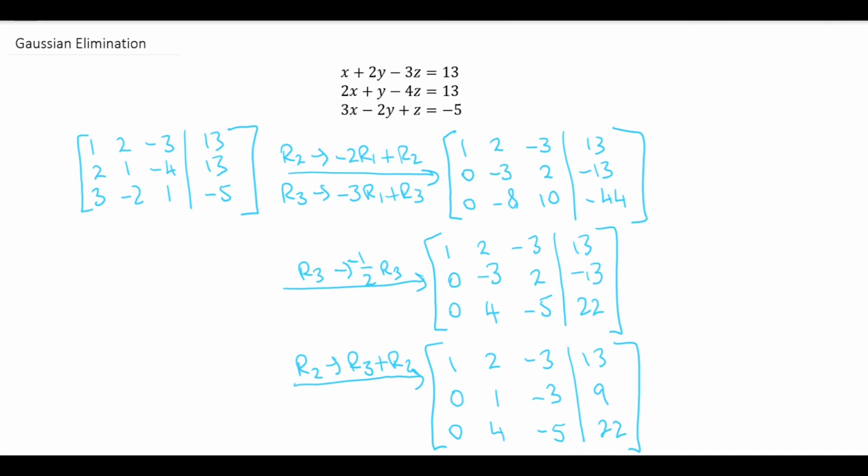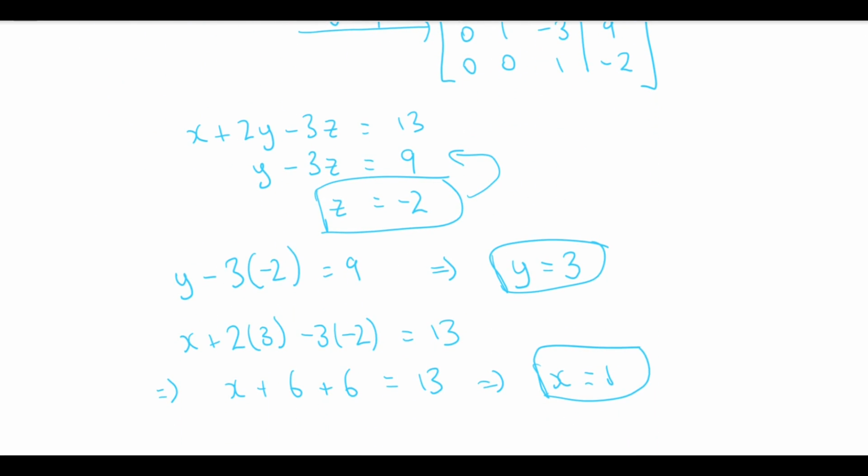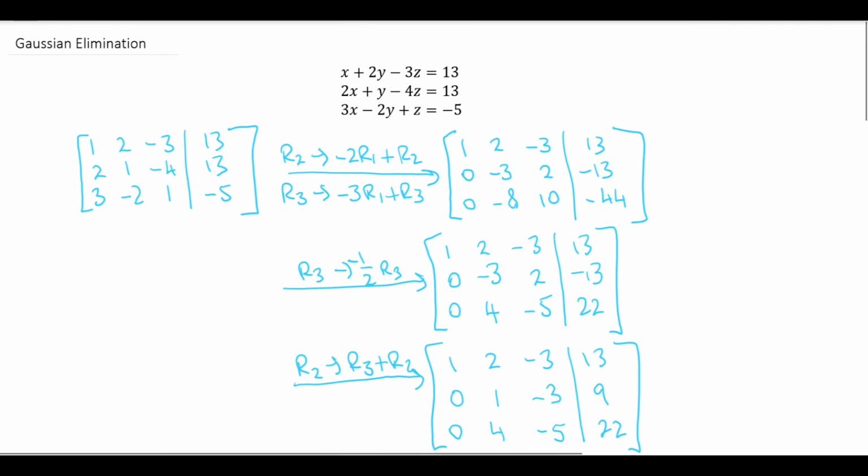You can always check by just subbing each of those values into each equation and making sure that they work. So if you plug in, for example, 1, 3, and -2 in here for x, y, and z, 1 plus 2 times 3 is 7, -3 times -2, that's +6, 1 plus 7 plus 6 is 13, so it works in the first equation. Likewise, this should work in all of the equations, so you can always check your answers by doing that, and that is Gaussian elimination.